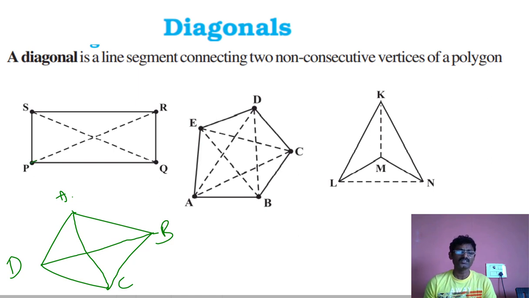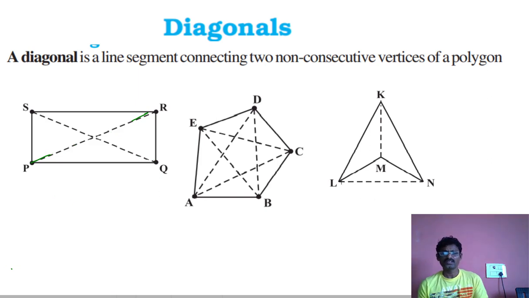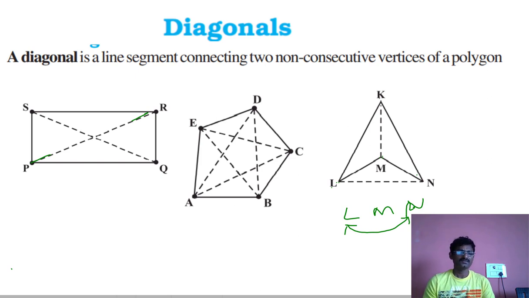Here you can see in the first diagram, these are the two diagonals. In the second case also, the dotted lines are the diagonals. In the third one also, you see L, M, these are the consecutive vertices. So L, M, N, if you take L, M, N, the line segment joining L and N, this is the diagonal. Similarly, KM is the diagonal.